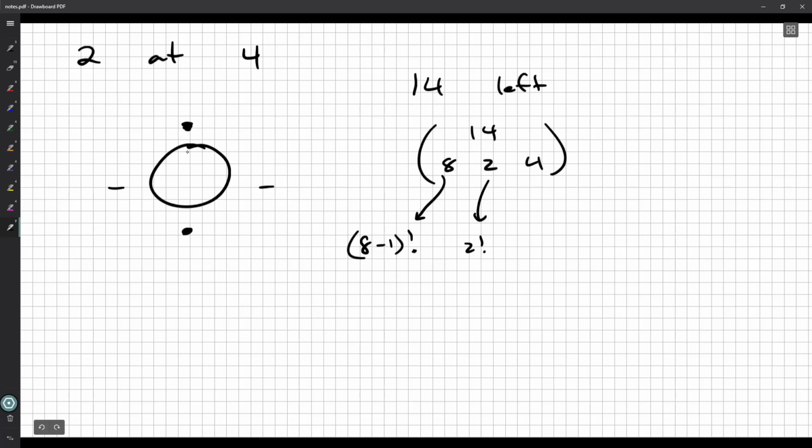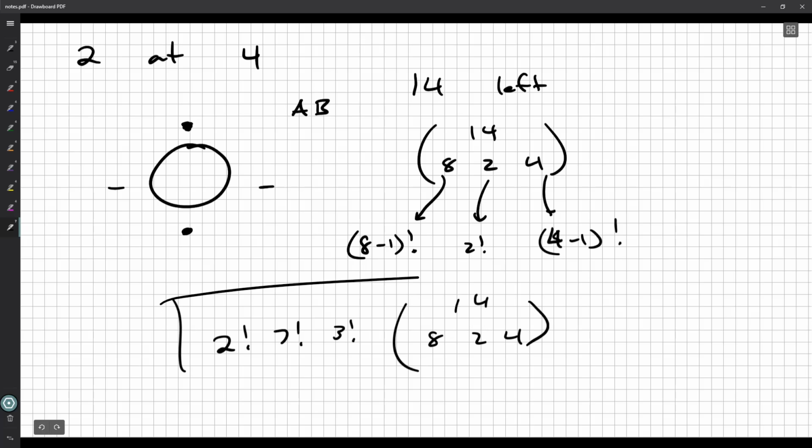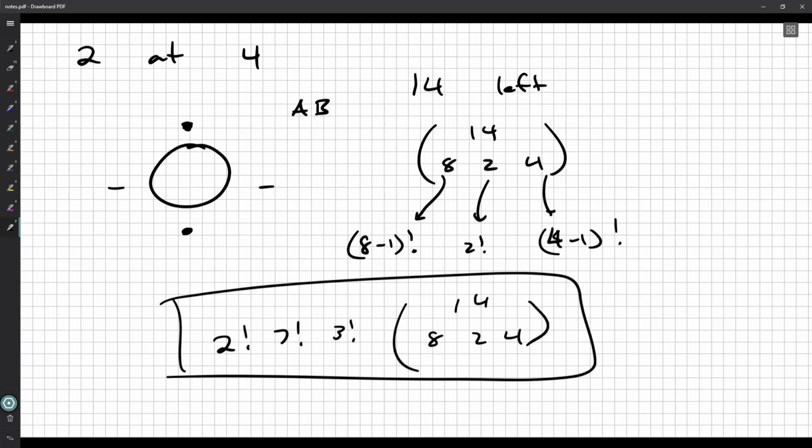2 factorial ways. Albert and Betty are coming to sit here. Does Albert sit on this guy's left or on his right? So there are actually 2 choices, not 2 minus 1 factorial. And then we've got another group of 4 that have to sit around this table: 4 minus 1 factorial. Putting that all together: 2 factorial times 7 factorial times 3 factorial, 14 choose 8, choose 2, choose 4. That's another case, people sitting opposite at the same table.